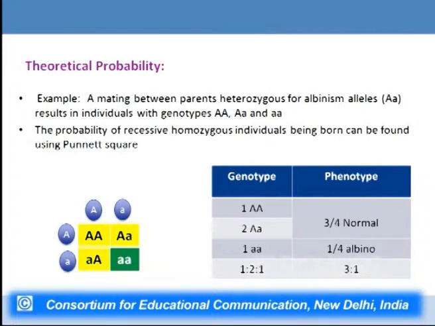As seen in this particular slide, the gametes which are formed from father and from mother might have either capital A allele or small a allele. When these gametes combine randomly, they give rise to 3 types of genotype, and the frequency of occurrence of each genotype varies.